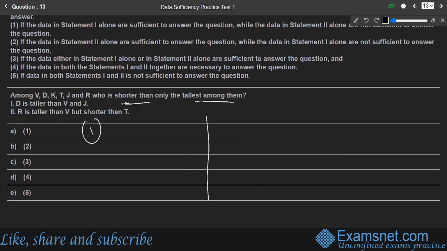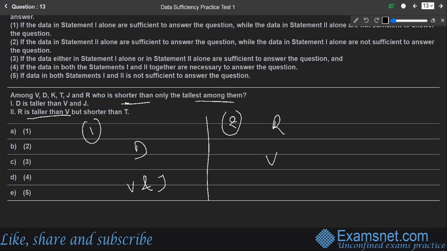D is taller than V and J. D is taller than V and J, but it's not clear which position D lies in. So clearly we cannot answer who is the tallest, who is the second tallest. We cannot answer anything from one. It's not sufficient.